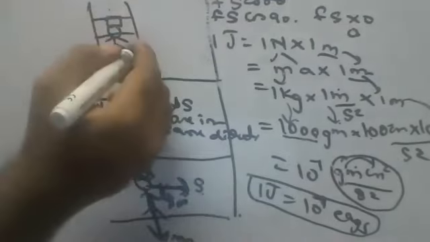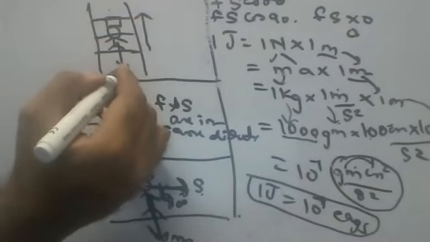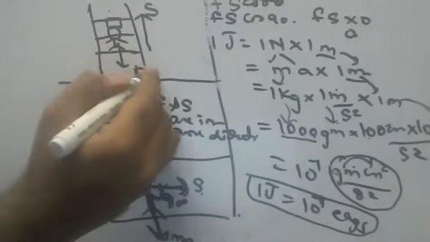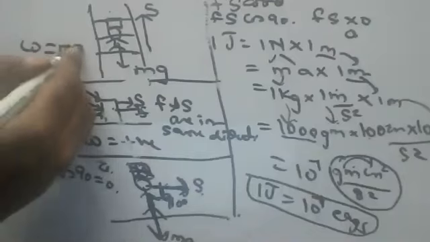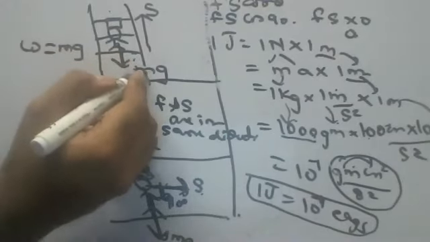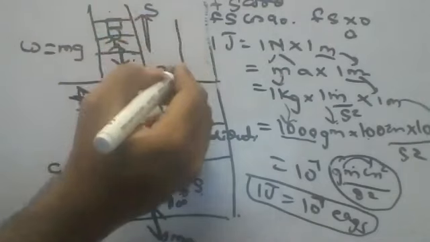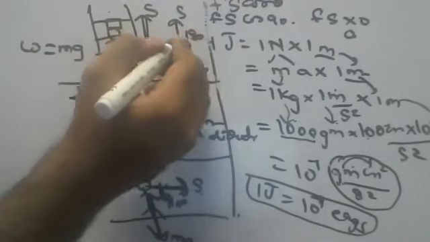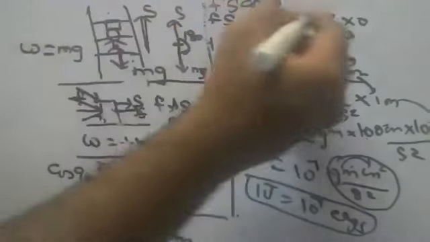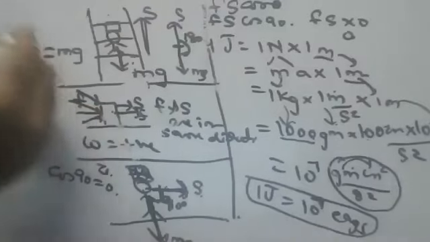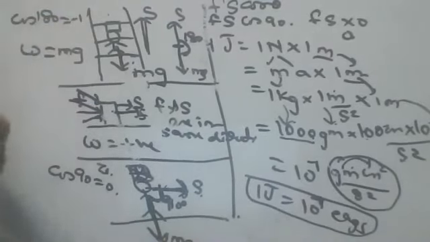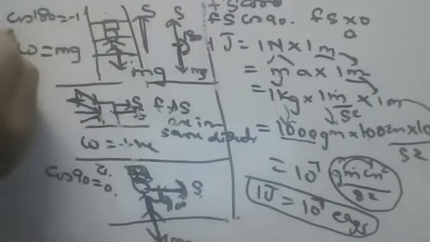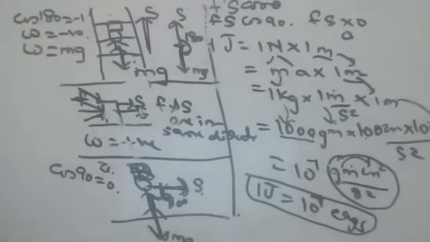You are climbing a ladder up, but your mass is acting downwards. Weight means force only, children, because weight is equal to mg. Mg means force. Your force is acting downward, but you are going upward. What is the angle between force and displacement? 180. So children, cos 180 is equal to minus 1. So when force and displacement are in opposite directions, the work is said to be negative.